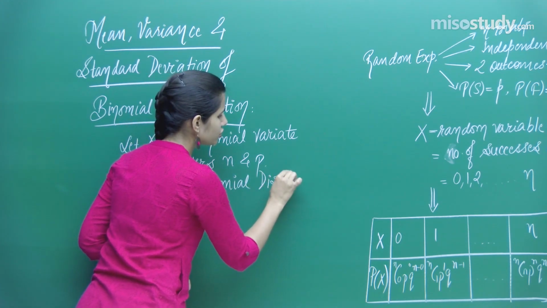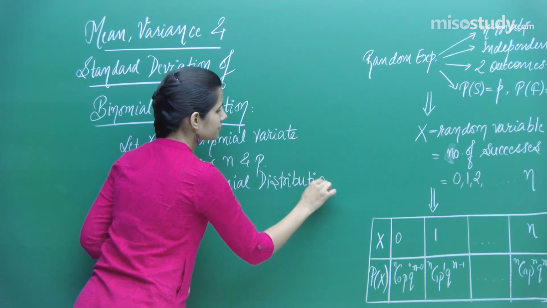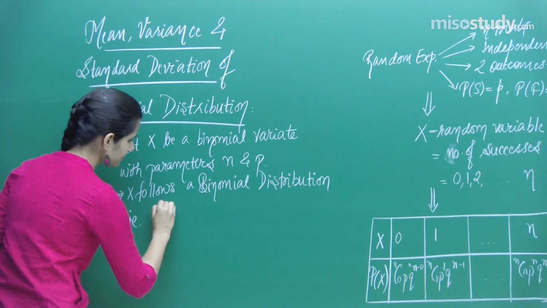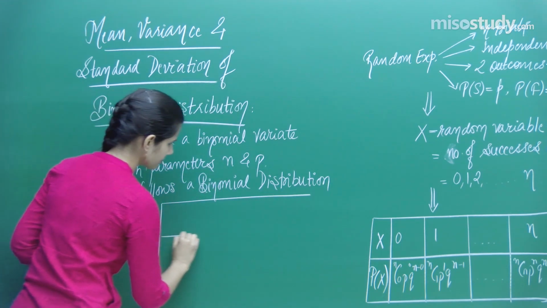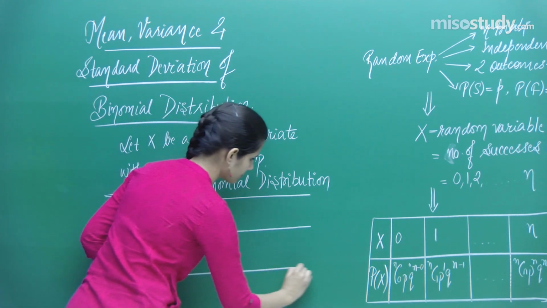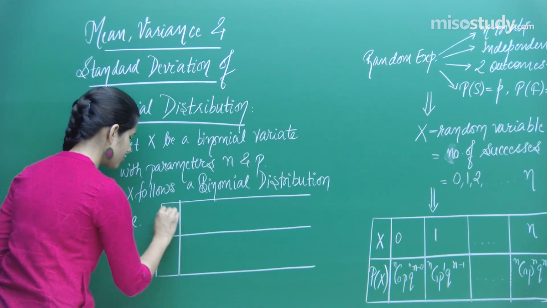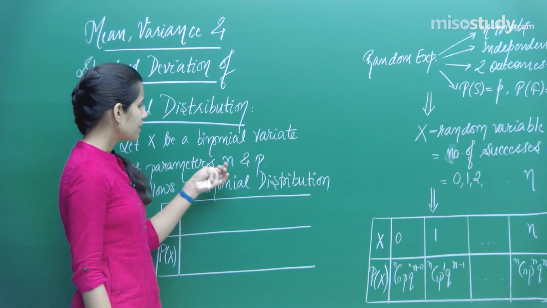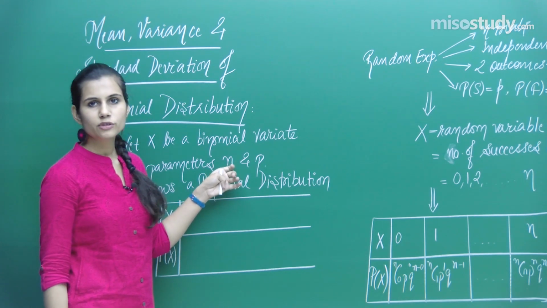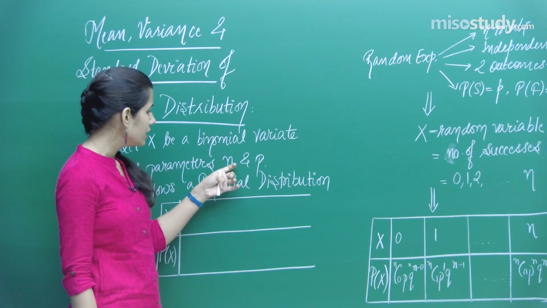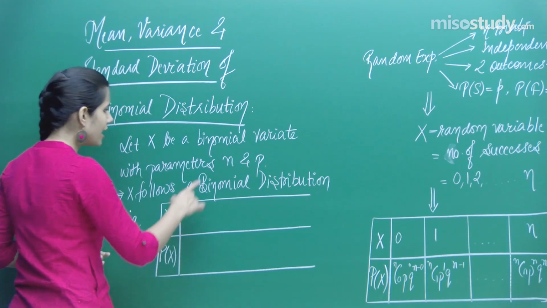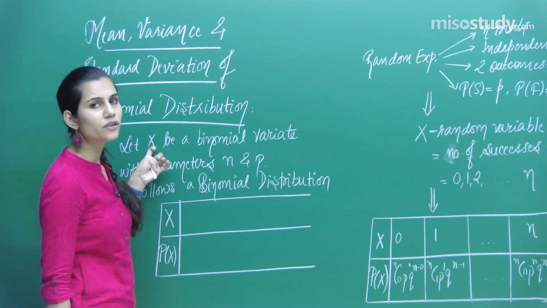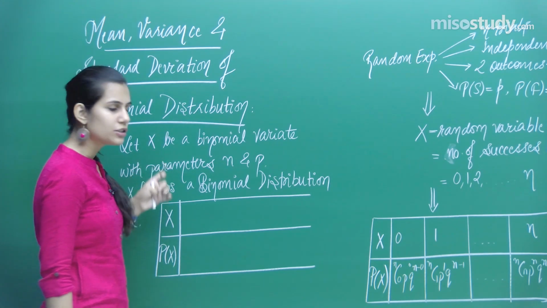Which binomial distribution is it following? That is, what is the binomial distribution it is following? It is following this binomial distribution. X is a binomial variate with parameters n and p. That means there is a random experiment which is performed in n Bernoulli trials. So R is going to vary from 0 to n. R is all the values which this random variable can assume, because X over here is representing the number of successes in n trials, which can be 0, 1, 2, 3 up till n.